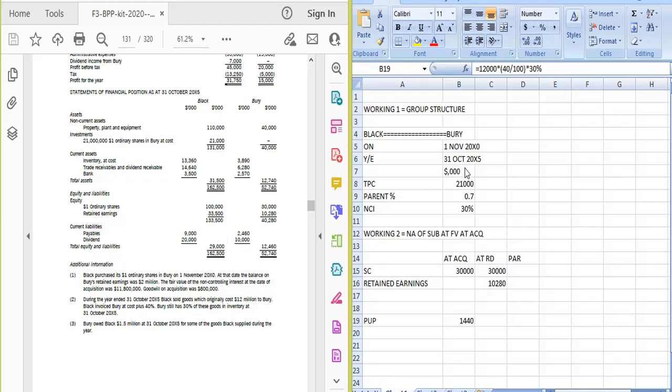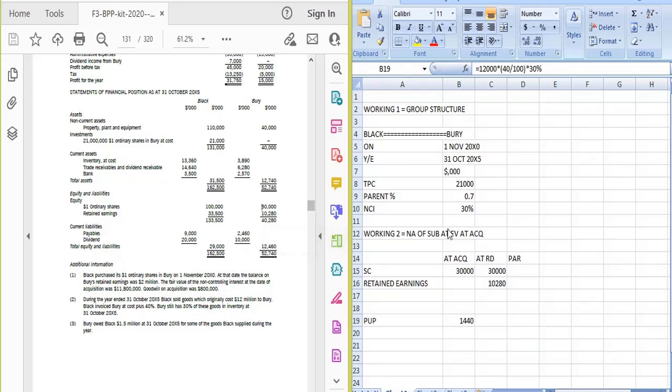Let's talk about the TPC, which is the total purchase consideration. It means how much the parent paid to acquire the subsidiary. It has not been given in the additional information, but in the financial position of the parent, you can go to the assets section. There is a heading investment where it is clearly written that 21,000 ordinary shares in Bury at a cost of $21,000. So $21,000 is the TPC.